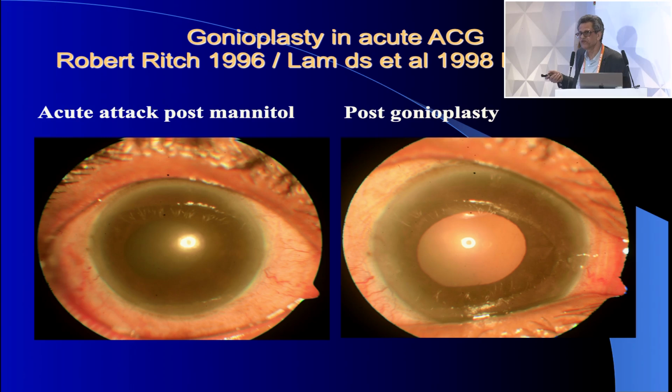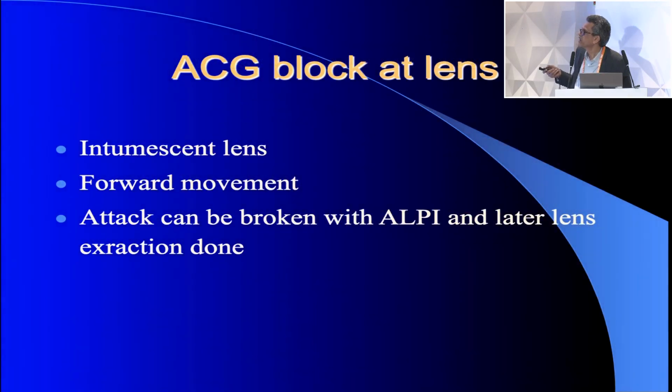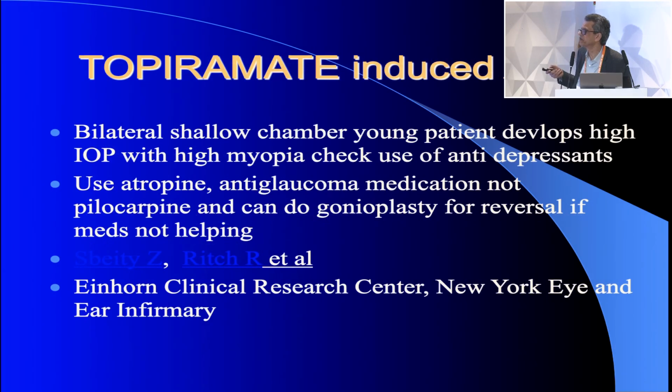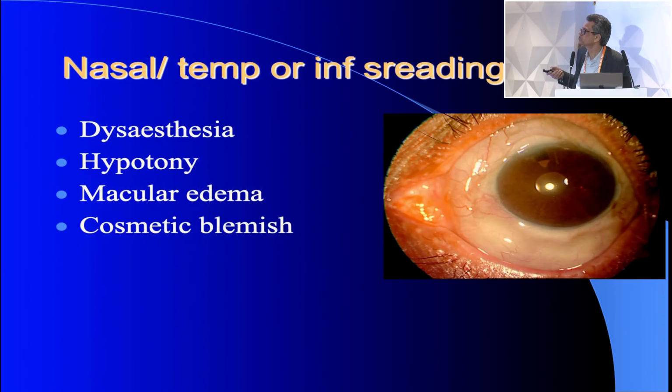So please, everybody having acute angle closure cases, remember, if it is not being controlled by medication, you cannot do an iridotomy, please try iridoplasty. It works beautifully. And even ACG block at the lens, when you are going to do the lens at a later time, then obviously you can try this out for the time being. Same with topiramate induced. So all these small things will help you out. I think we are out of time, so thank you very much for a wonderful hearing.